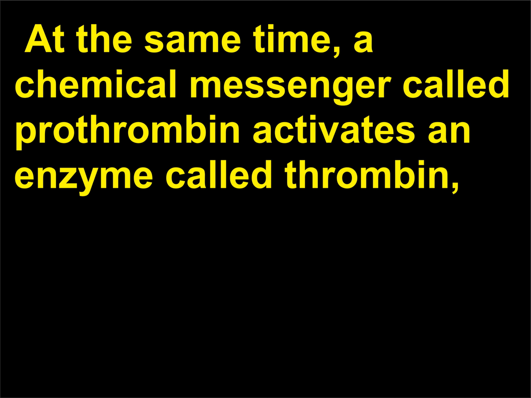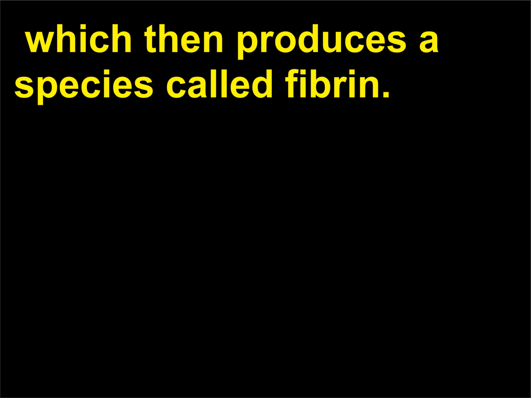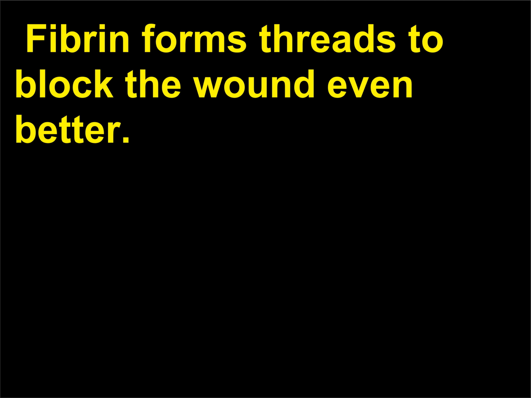At the same time, a chemical messenger called prothrombin activates an enzyme called thrombin, which then produces a species called fibrin. Fibrin forms threads to block the wound even better.